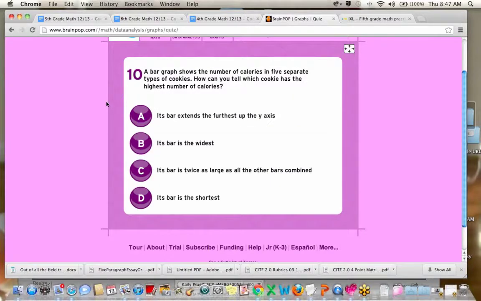Last question. A graph shows the number of calories in 5 separate types of cookies. How can you tell which cookie has the highest number of calories? Okay, so it's a bar graph. So the bar that goes farthest up the y-axis, which is that vertical axis, the bar that is the widest or fattest, its bar is twice as large, or the bar is the shortest. Good, I'm getting everybody who is saying A.